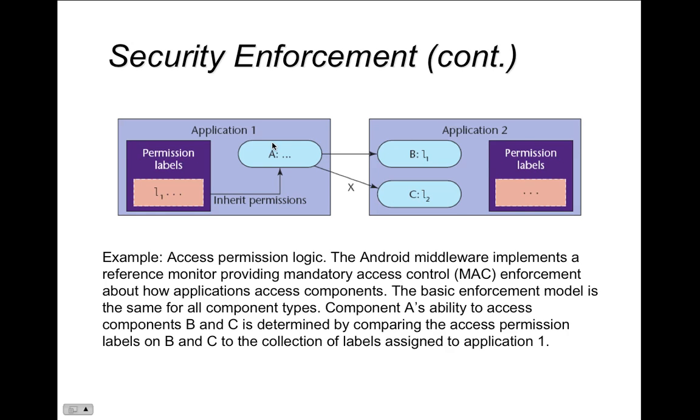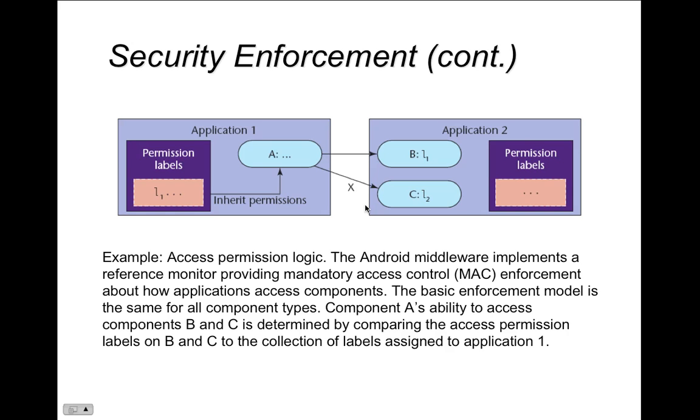So here's application number 1 and application number 2, and here are our permission labels. And we have our inherent permissions from A, and A is going to be talking through to B and C over here. Maybe these are intents, maybe these are broadcasts, maybe this is just one activity communicating with another activity. And this is the access permission logic that goes on, where it's going to check. So A will check and see, okay, is it there? Does it work? Okay, good. We can talk to you.